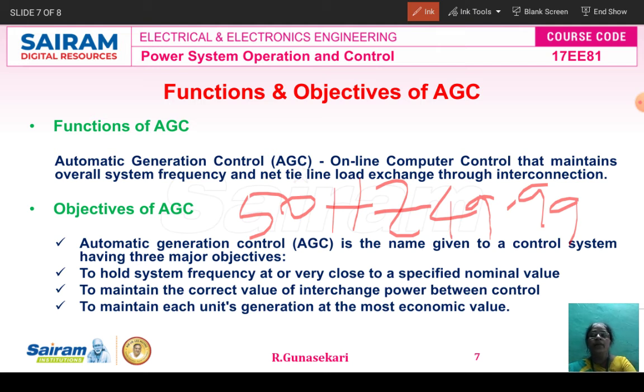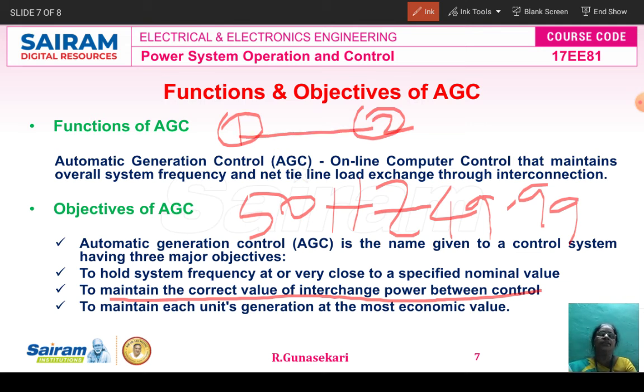The second objective of automatic generation control is to maintain the correct value of interchange of power between the control areas. So this is power system 1, this is power system 2, and the power is interchanged between 1 and 2. Interchange means either sale of power or exchange of power. Suppose we are designing for 100 megawatts, the predetermined value for carrying over the tie line, then we have to maintain exactly that 100 megawatts of interchange between 1 and 2. That is the meaning of maintaining the correct value of interchange of power between the control areas.